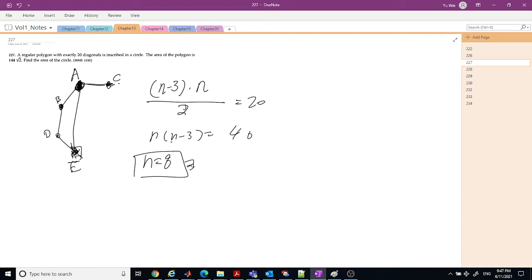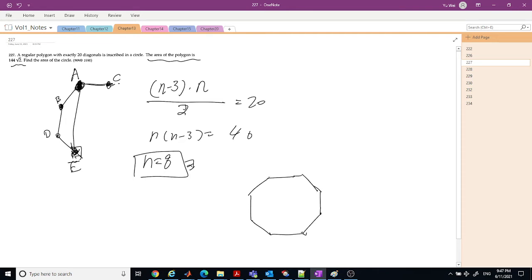So this is a regular octagon, and we know the area of the octagon is 144 root 2, and we want to find the area of the circumcircle. So now let's see, this is the octagon.